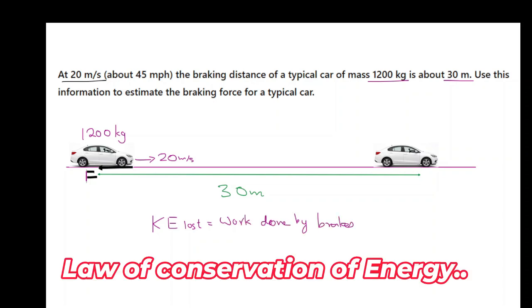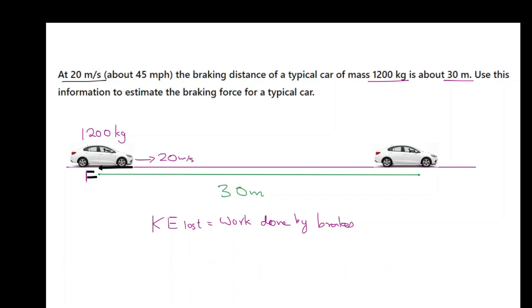So what's the kinetic energy? Half m v squared: half times 1,200 times 20 squared. To find the work done, it's force multiplied by the distance traveled in the direction of the force, in this case 30. So all we need to do is simplify this. Half times 1,200 times 20 squared is 240,000. So 240,000 is equal to F times 30.